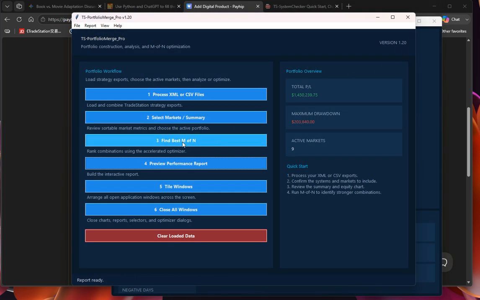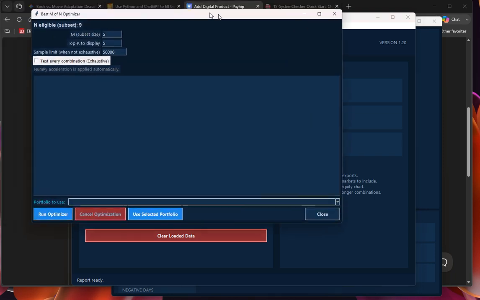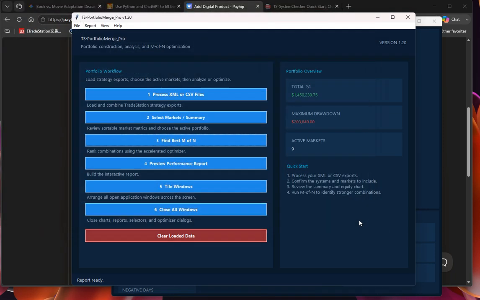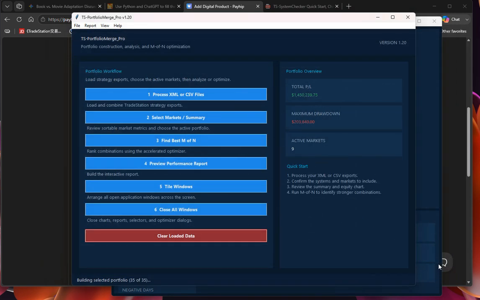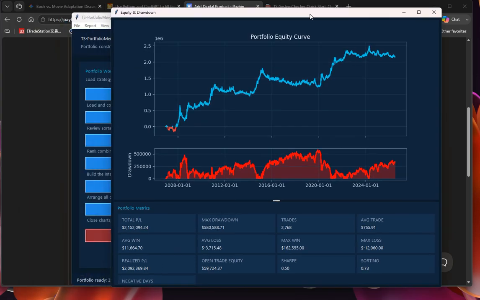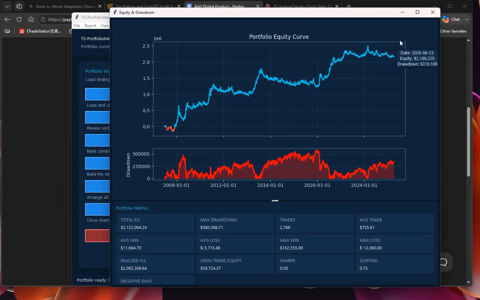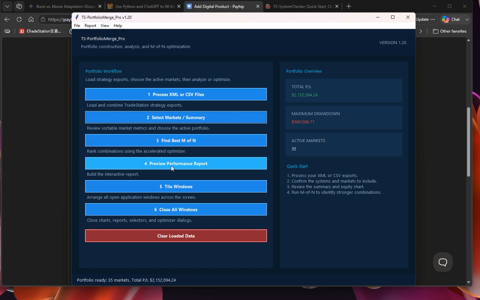So let's go over here and find best M of N. Before we do that, we've got to go back to select markets. We want to include all in our sample space. So there's the equity curve of all the markets combined together, which is 2.1 million with a $580,000 drawdown. Can't trade that. So we're just going to go ahead and tell preview.